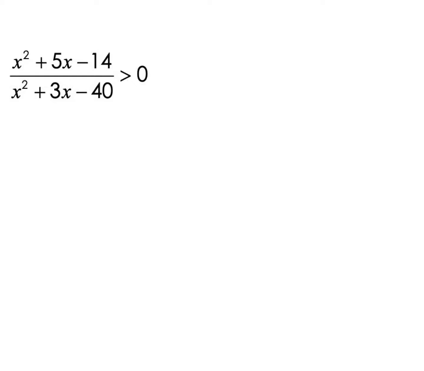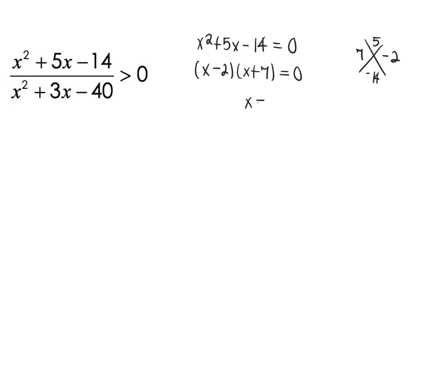Okay, so we have x squared plus 5x minus 14 over x squared plus 3x minus 40 is greater than 0. So first we set x squared plus 5x minus 14 equal to 0. So we need two numbers that multiply to negative 14 and add to 5. So that's going to be 7 and negative 2. So this will be x minus 2 times x plus 7 equals 0. So x is 2, or x is negative 7.